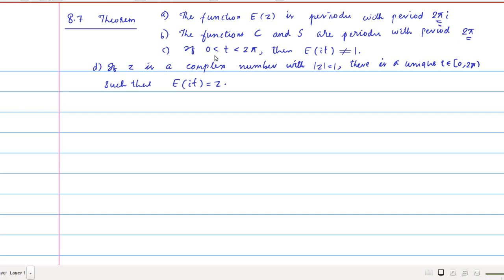Third statement: if we choose any t in between 0 and 2 pi, then e of it never assumes 1. That is the third statement. In this interval, 0 less than t less than 2 pi. The fourth statement is: if z is a complex number with mod z equal to 1, then there is a unique t belonging to closed 0, open 2 pi such that e of it is equal to z.